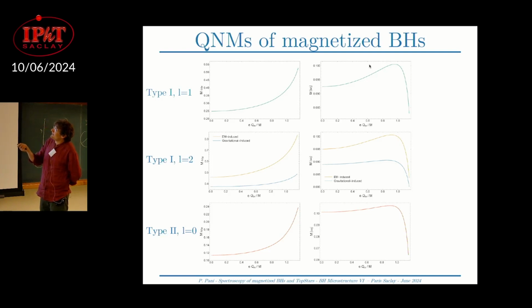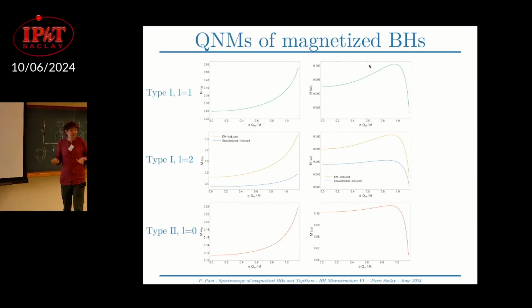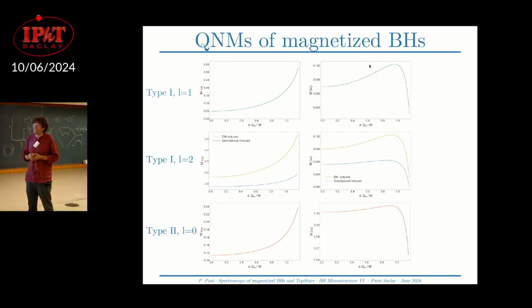For type 1 L equal 1, for type 1 L equal 2, for type 2 L equal 0. I mean, as you can see, there are a lot of modes here just because there are a lot of degrees of freedom, which is why the problem is technically complicated. But conceptually, at least if you look at this plot, they are more or less the same.